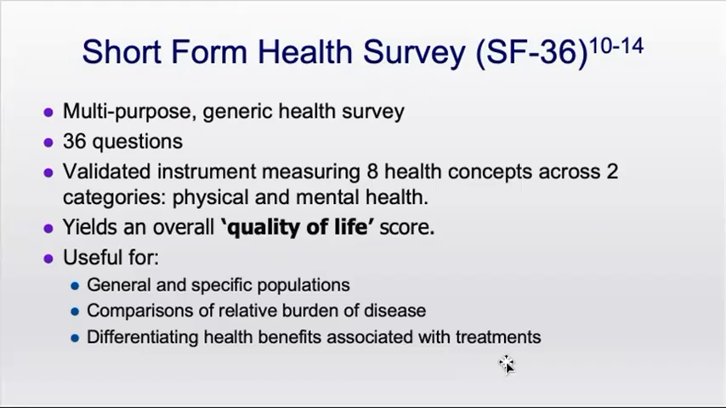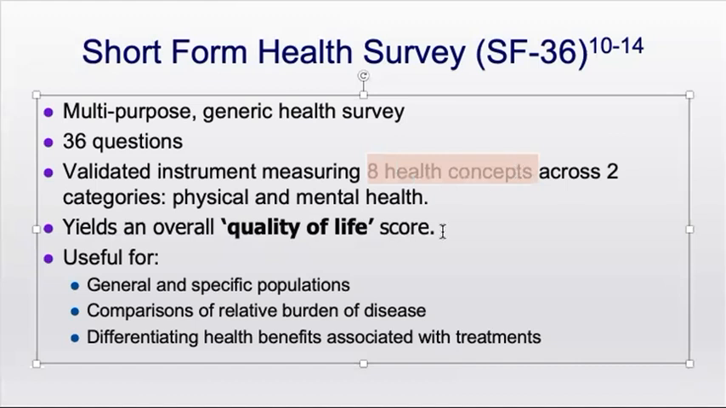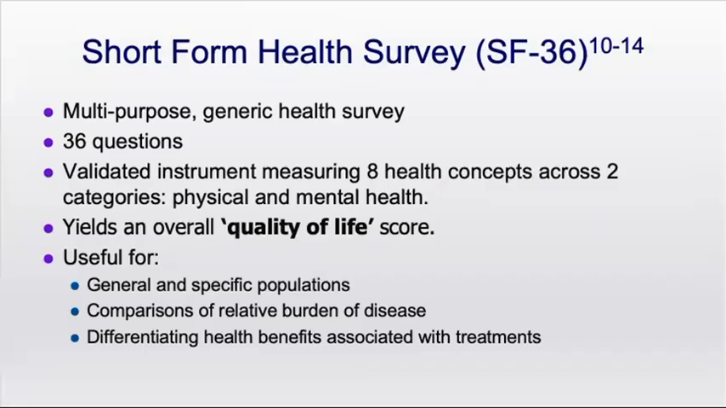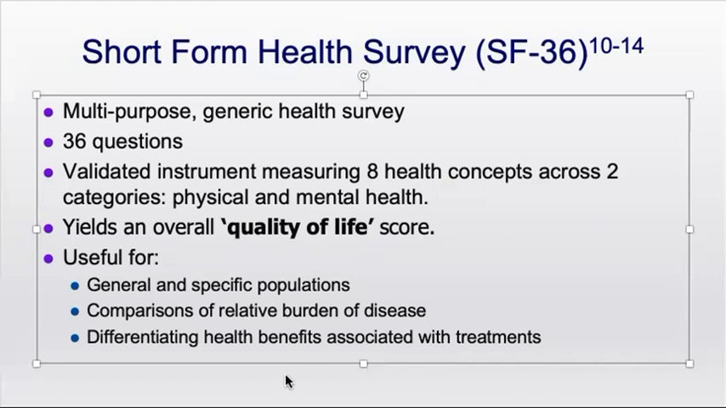It's been validated at measuring 8 health outcomes. So there are 8 health outcomes across 2 categories, and it yields an overall quality of life score that can be used to indicate overall health, and it can also be broken down into its components to assess certain areas of functioning. There is also a SF16, which is another health outcome form. It's just a short form version of this. Okay. And again, I'll give you a copy of that survey on Canvas.